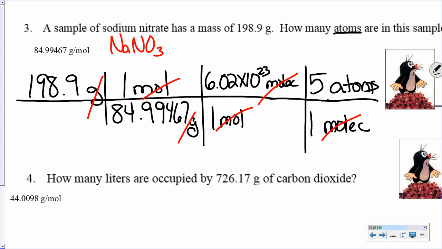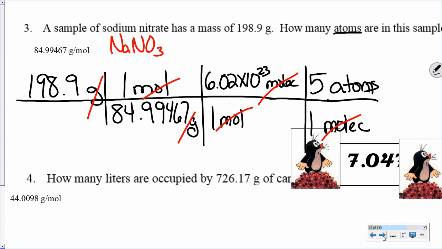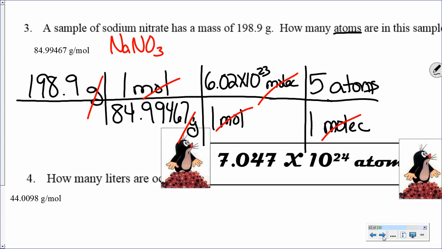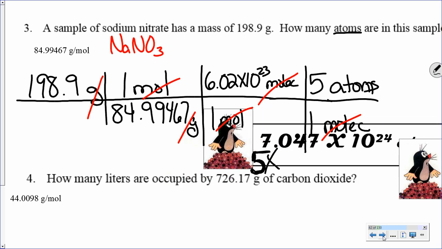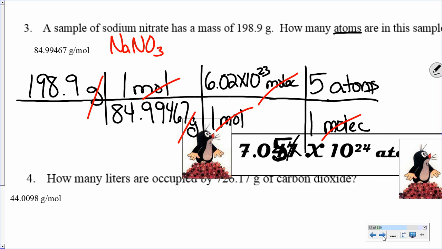So you're going to do 198.9 times 6.02 times 10 to the 23rd times 5. And you're going to be dividing that by 84.99467. Which should give you 7.0. I kept an extra sig fig there again. I'm sorry about that. This is actually going to round up to a 5. So this is going to be 7.05 times 10 to the 24th atoms. Being lazy about my sig figs this year. I'm going to just move this up a little bit so we can look at our last question.